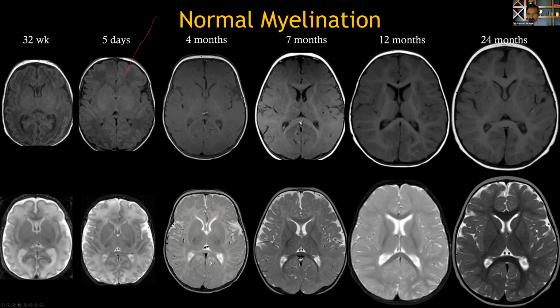On T2, it's still lagging behind, but realize that the parieto-occipital regions have more myelination compared to the frontal regions. This reflects what the child is able to do. He's able to see you, he can understand, he can realize who you are, but he cannot understand more complicated things related to the frontal lobes.